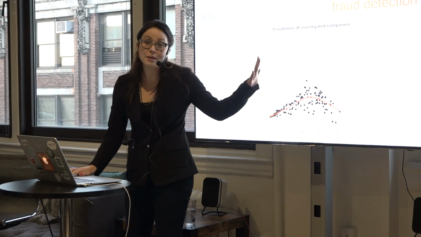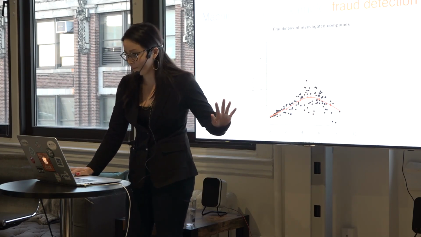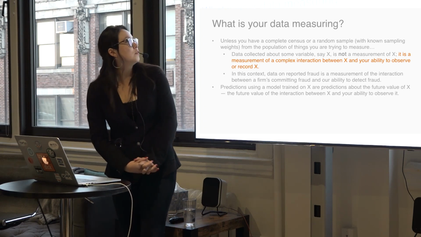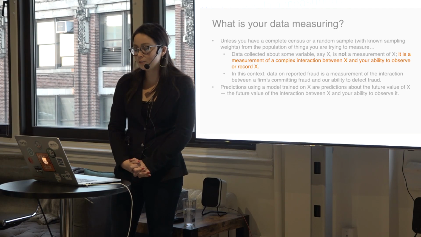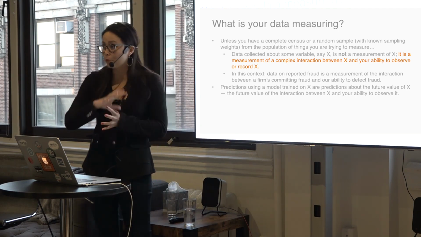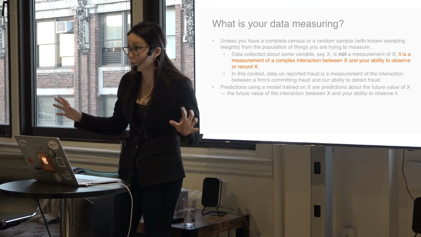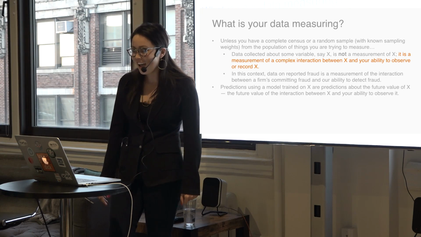All right, this doesn't just happen here. This is just, again, a very silly example that I've created to illustrate this point. So at this point, what we have to really think about is, what is your data measuring? Unless you have a complete census of all of the companies, so in this case that'd be both the black and the gray points, or a random sample, which there are a lot of ways to generate, but a random sample without further definition there.